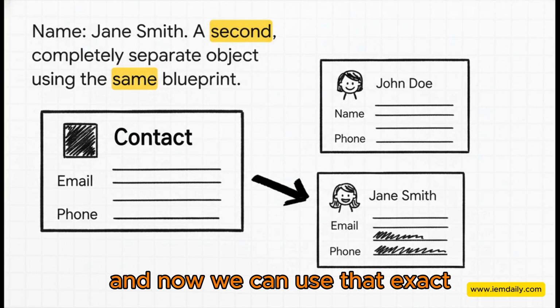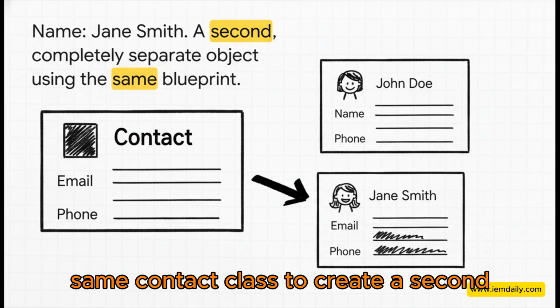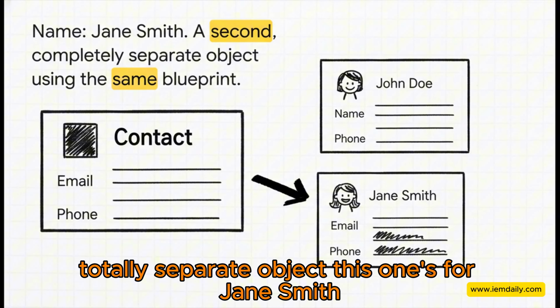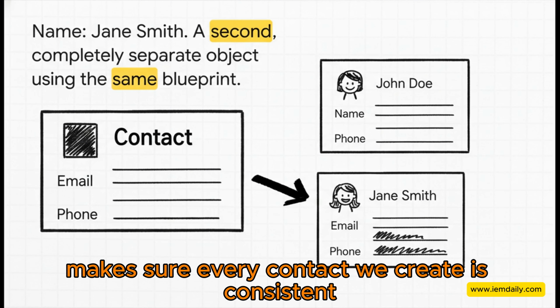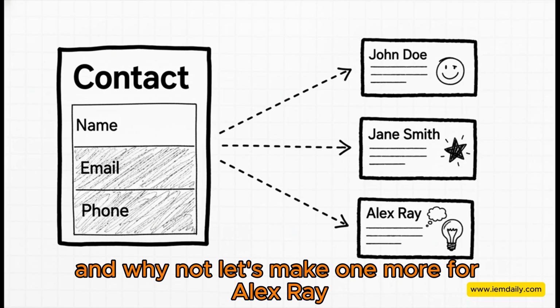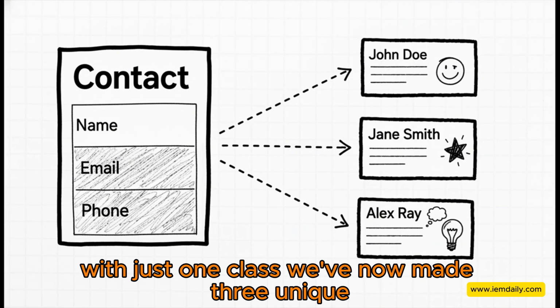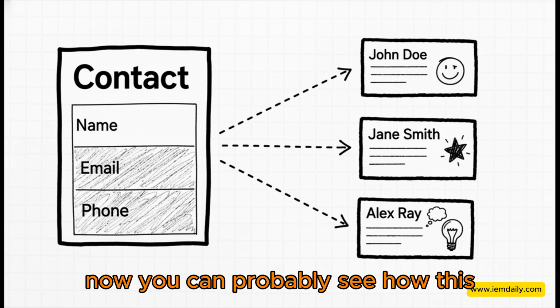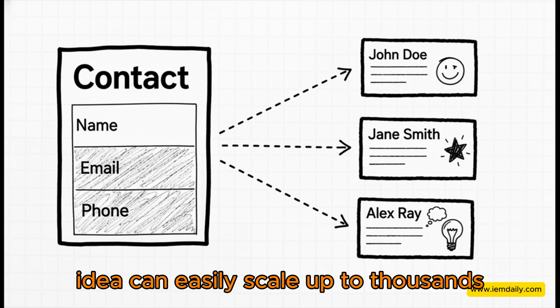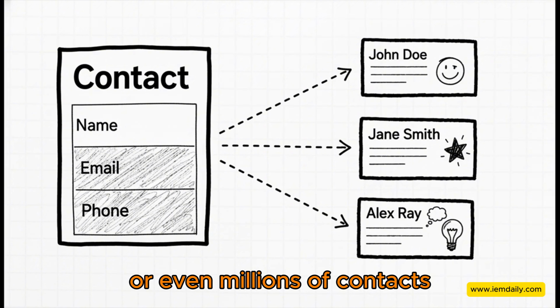And now we can use that exact same contact class to create a second, totally separate object. This one's for Jane Smith. See? Same structure, but completely different data. The class makes sure every contact we create is consistent. And why not let's make one more for Alex Ray? With just one class, we've now made 3 unique, perfectly structured objects. Now you can probably see how this idea can easily scale up to thousands or even millions of contacts.